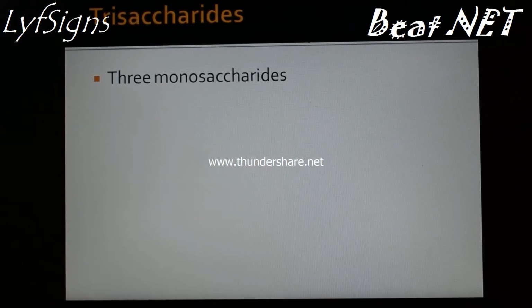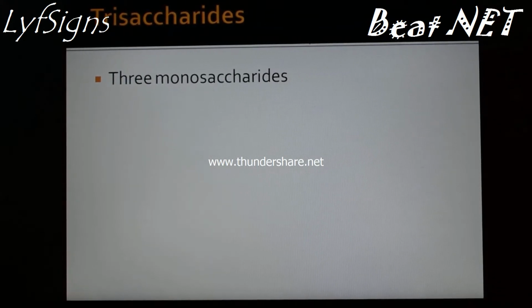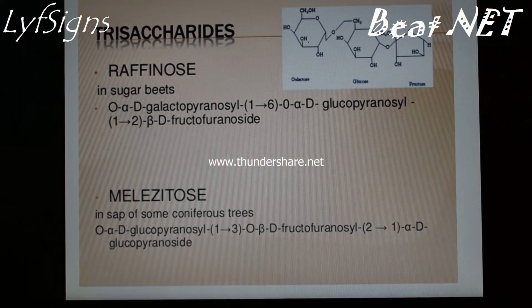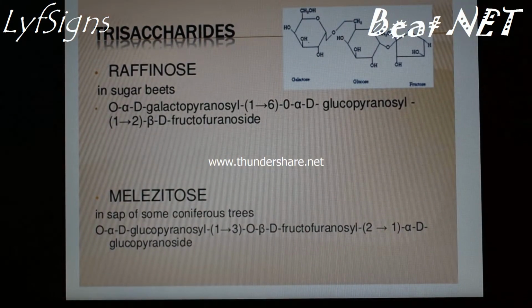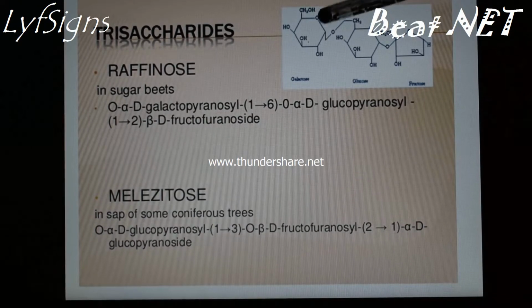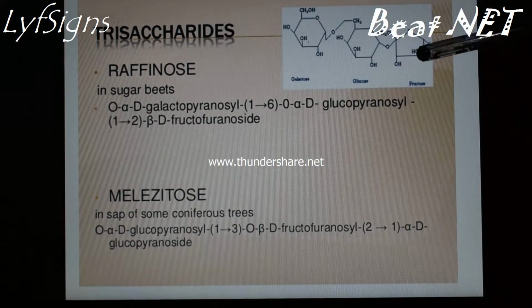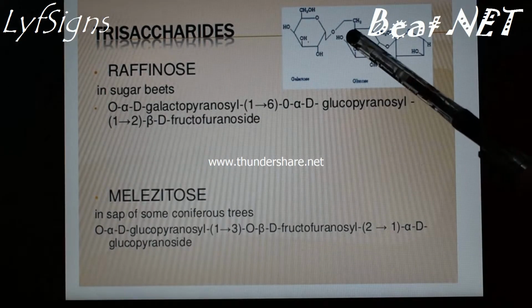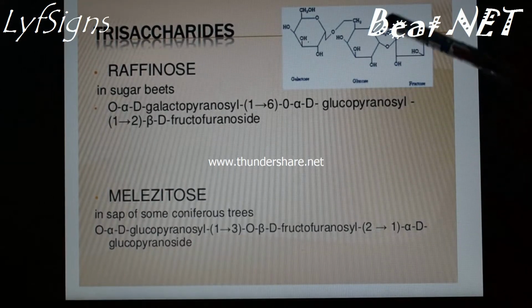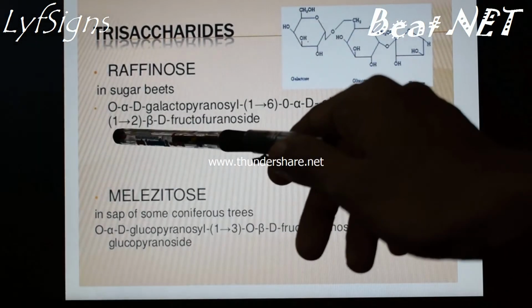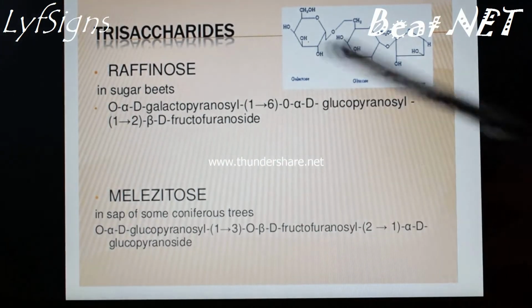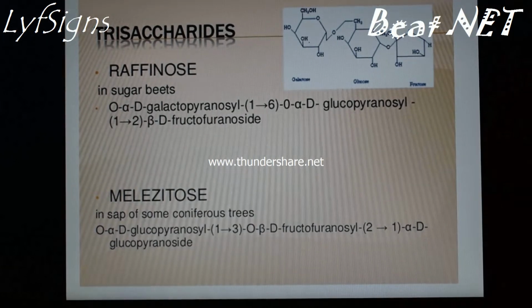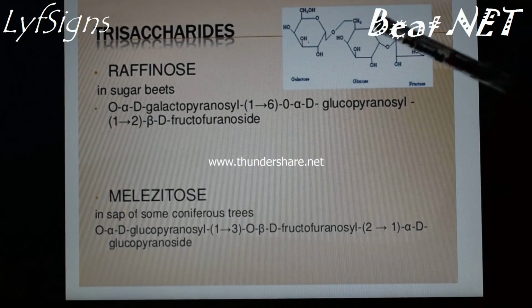Now come trisaccharides. When three monosaccharide units are united, it is called a trisaccharide. The perfect examples are raffinose and melezitose. Raffinose is made up of galactose, glucose and fructose. Galactose is connected from its first carbon to the sixth carbon of glucose. This glucose is connected from its first carbon to the second carbon of fructose. So that is a beta bonding.